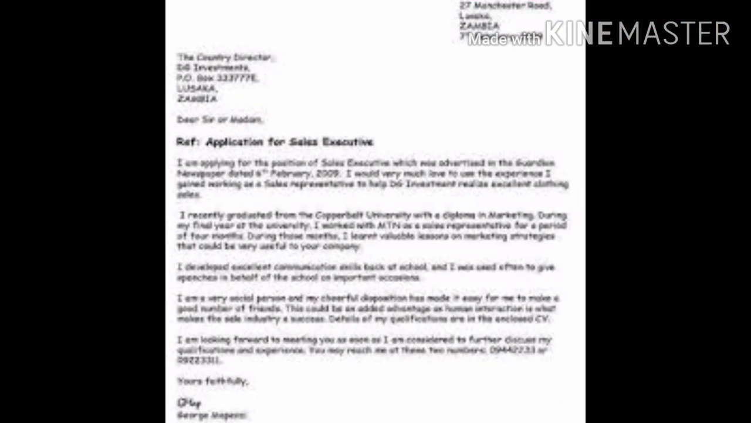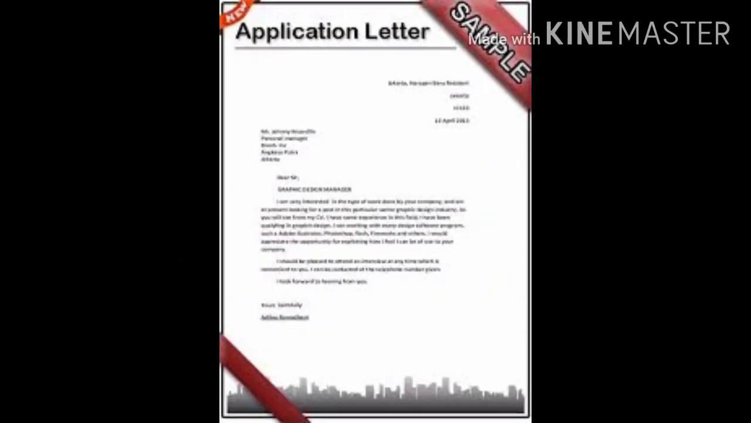You can see that. Now, these are the letters of application. They are not very clear. The purpose is not for you to read what is in there. It's for you to see how well it is neatly arranged. So that is it for today's lesson.